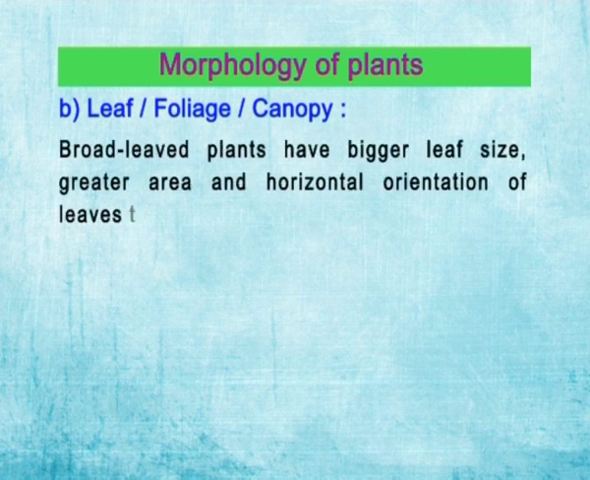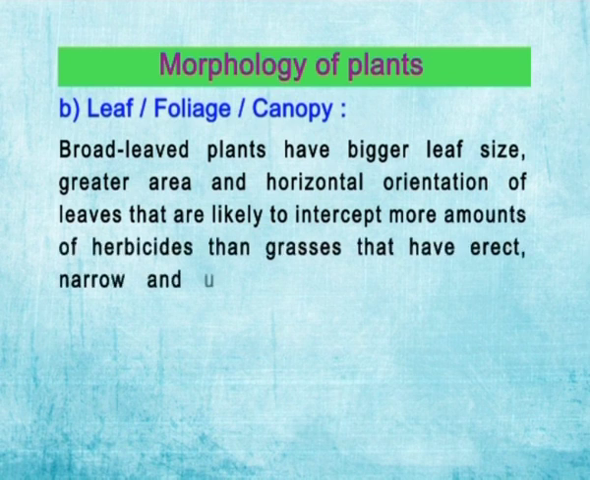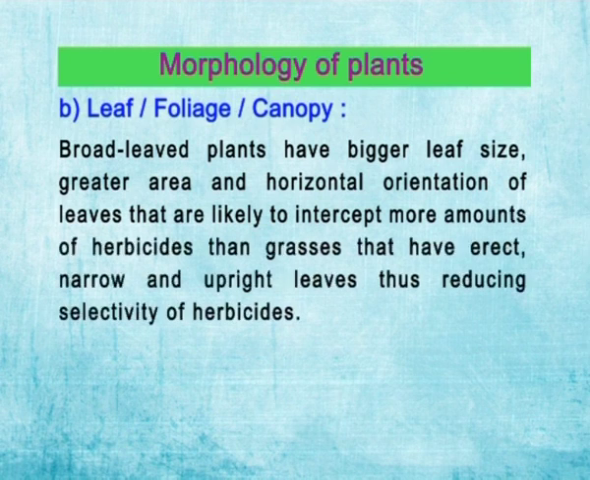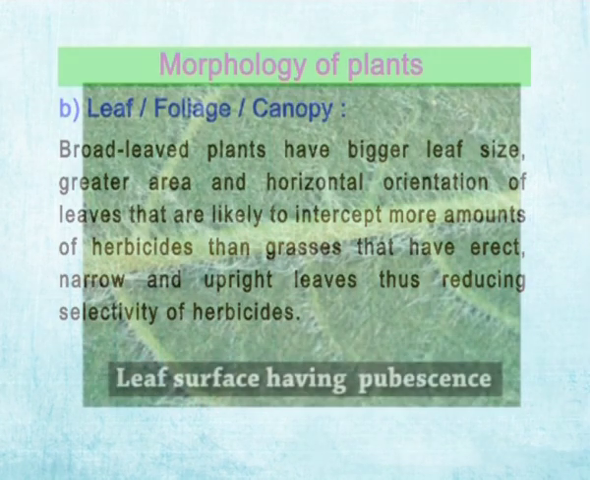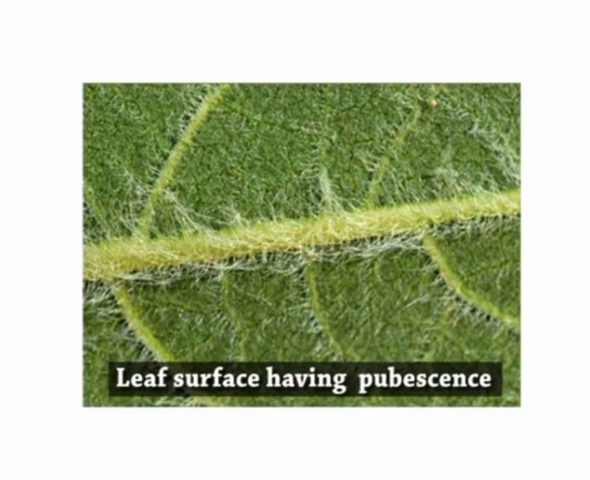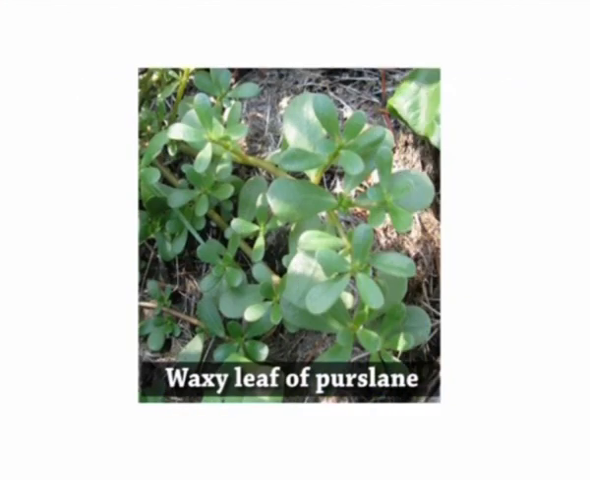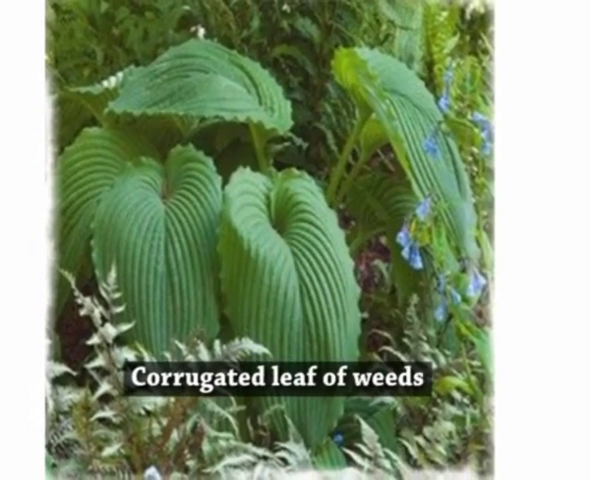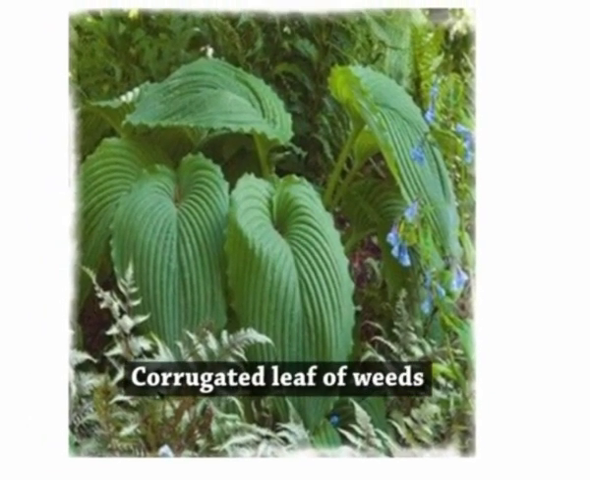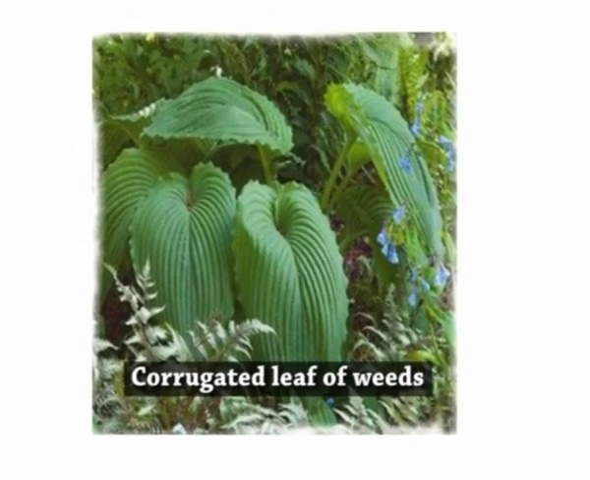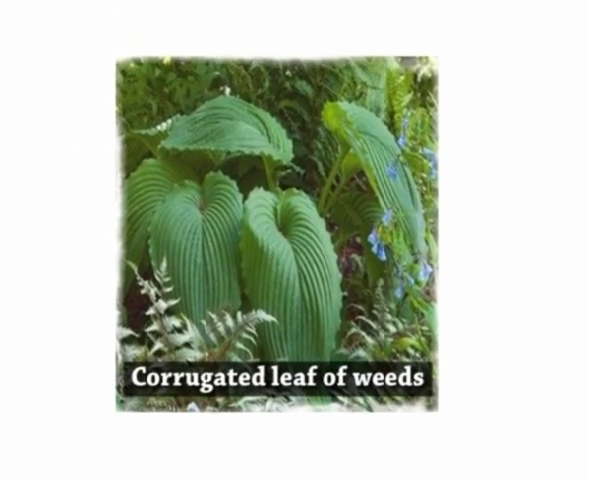Broadleaf plants have bigger leaf size, greater area, and horizontal orientation of leaves that are likely to intercept more amounts of herbicides than grasses that have erect, narrow, and upright leaves, thus reducing selectivity of herbicides. Plant or leaf surface having pubescence, waxy surface, roughness, and corrugated leaf reduce the amount of herbicide contacted and absorbed by them, thus reducing the effect of herbicide.